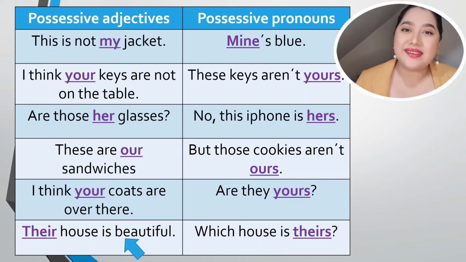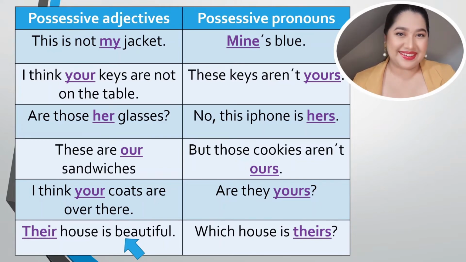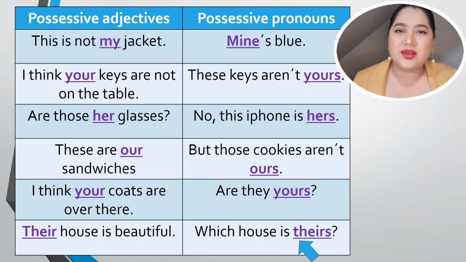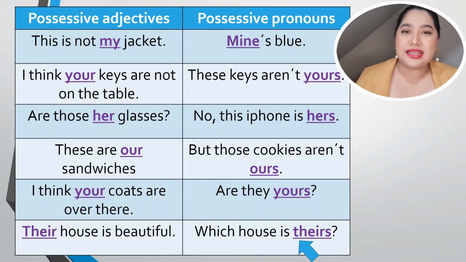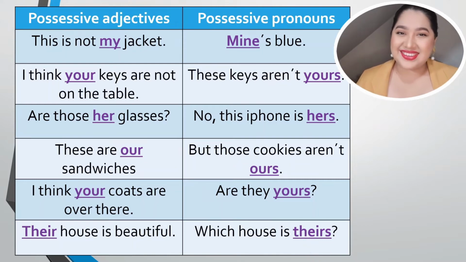And our last example here. Hey, their house is beautiful. Imagine there is a couple, maybe Jimmy and Celia. Their house is beautiful. Maybe someone else asked, hey, which house is theirs? Of course, we were talking about Jimmy and Celia, so which house is theirs? It is important because we don't need to repeat one more time. Which house is their house? No, which house is theirs? And that's all.